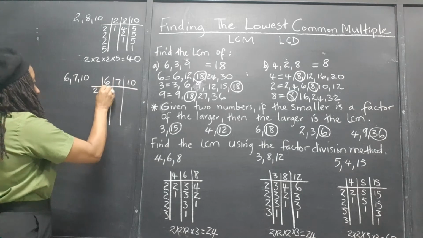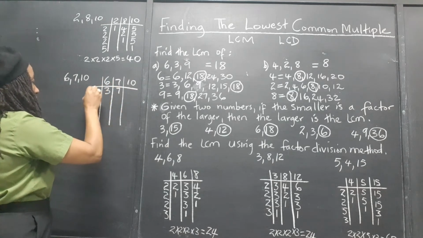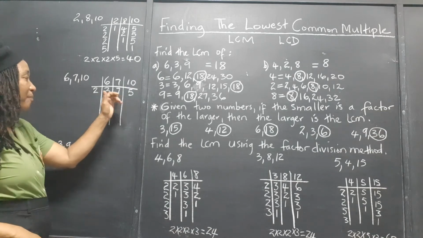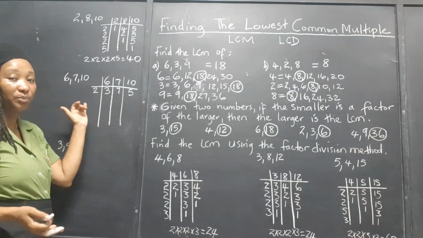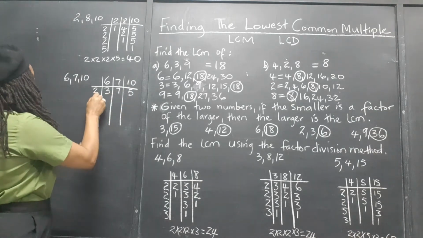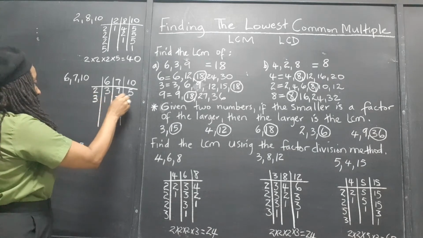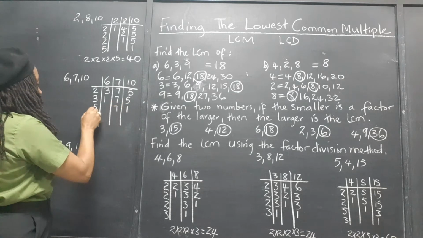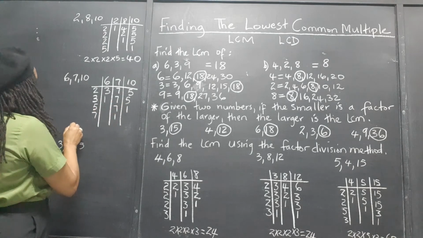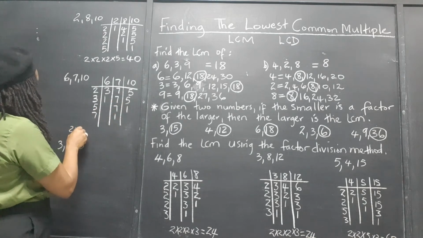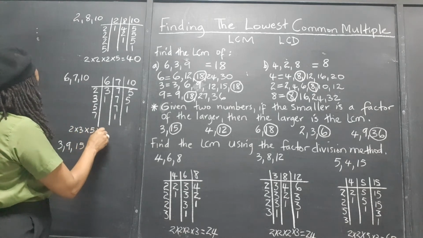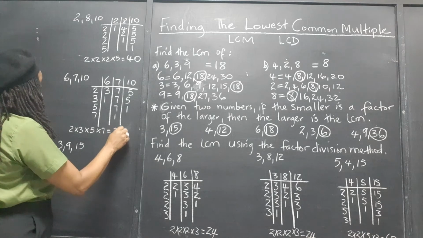2 into 6, 3, 2 can't go into 7, 2 into 10, 5. Alright, these are all prime numbers, so we're really going to have to just divide them by themselves. 3 into 3, 1, and it can't go into those. 5 into itself once, and 7 into itself once. So 2 times 3, that's 6. 6 times 5 is 30. 30 times 7 is 210.